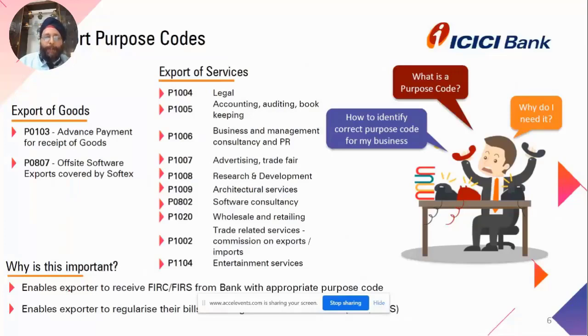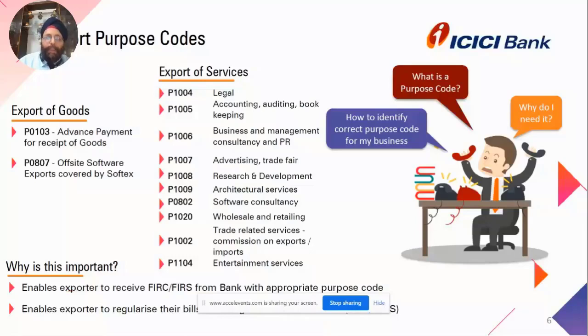So suppose you're given an incorrect purpose code. For example, you got the money for exports, but it was settled under, say, software consultancy. In those cases, you will not be able to get BRC from the banks, because the bank will ask you to get the purpose code changed. Then only the BRCs can be regularized and issued.